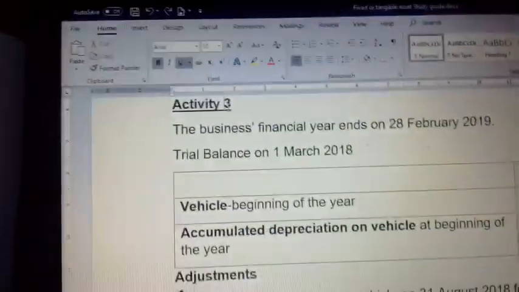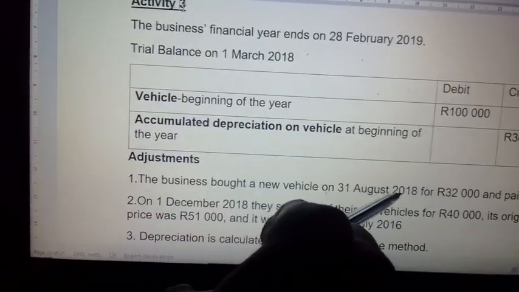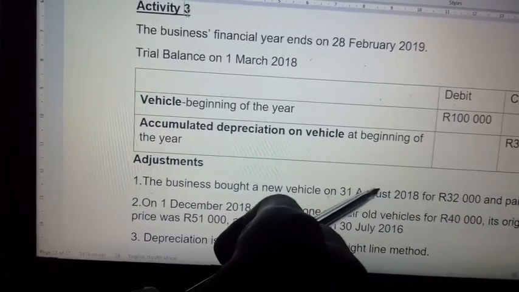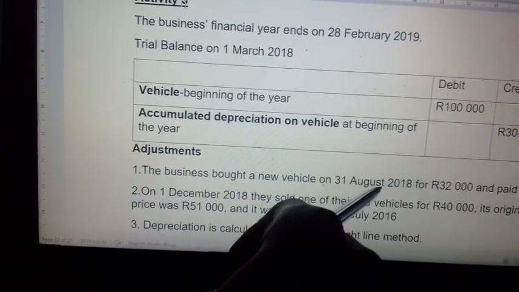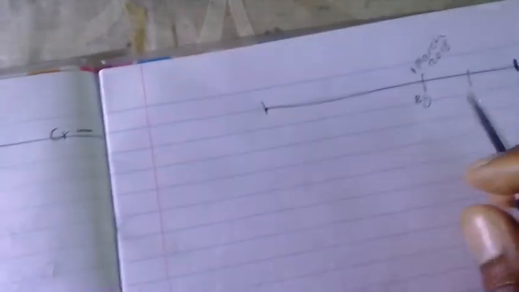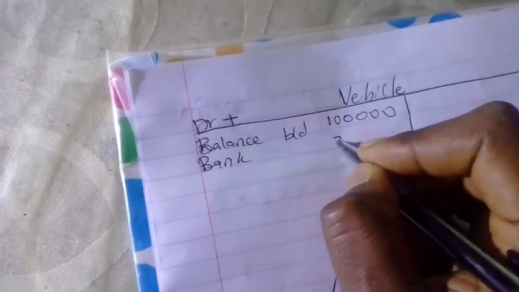So let's continue. They said, number one, the business bought a new vehicle on 31 August 2018 for 32,000, paid by check. Oh, sorry, by cash. First thing you have to record is your date, 31 August 2018. Our financial year commences on 1 March 2018 and ends on 28 February 2019, so on 31 August 2018, during our current financial year, they purchased a new asset. Let's record the other important part: for 32,000, paid by check. You go to your vehicle ledger account, on the debit side, and say bank, 32,000.